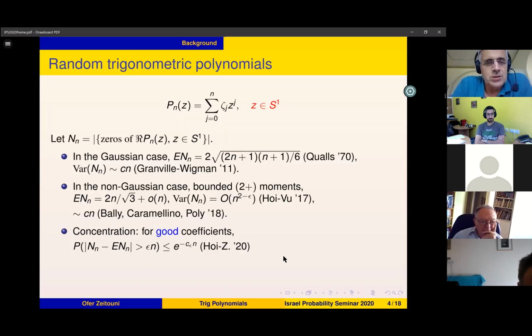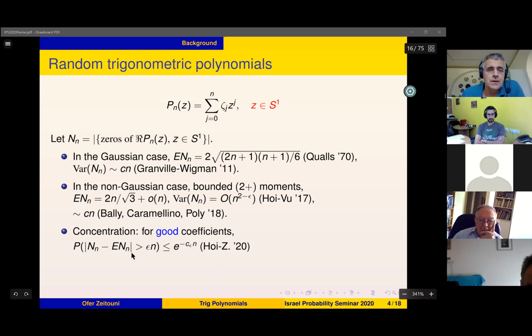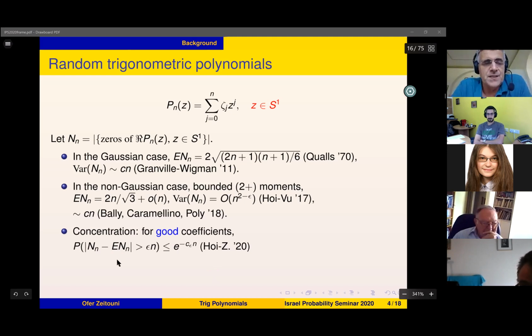And there is also a side result that I'd like to advertise that for this exact question, you actually can get large deviation type bounds or concentration type bounds concerning the number of zeros around the mean. Okay, so that's about the real part.